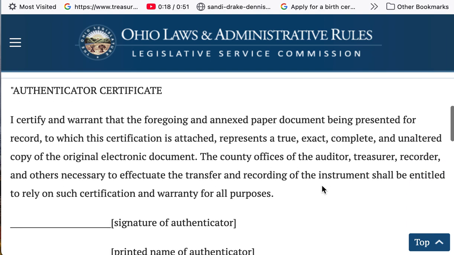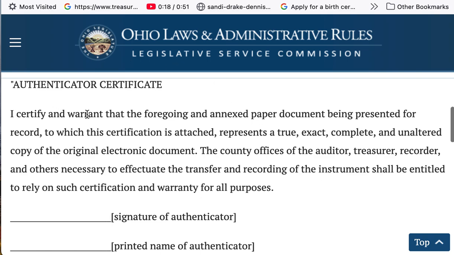Anybody can sign this certificate. You're saying, I certify and warrant that the foregoing annexed paper document being presented for record to which this certification is attached represents a true, exact, complete, and unaltered copy of the original electronic document. So I can print out 5 powers of attorney that I executed electronically 2 years ago, and then I can print this out anytime that I need it, print that document out, slap one of these certificates on here, execute it, and go record it.